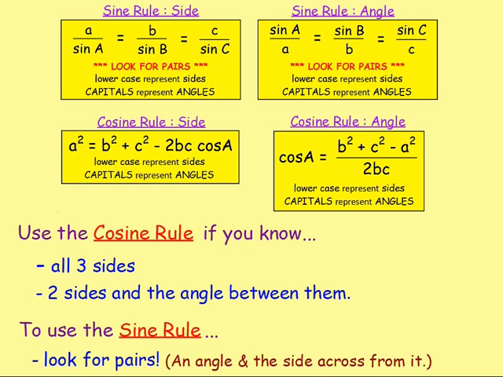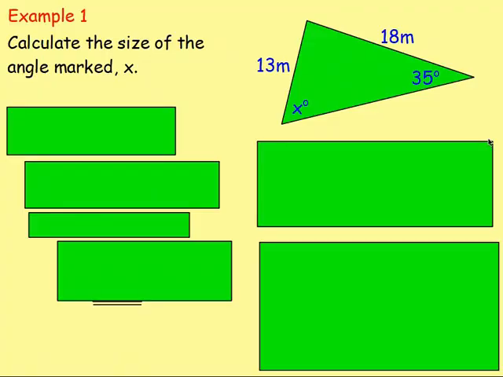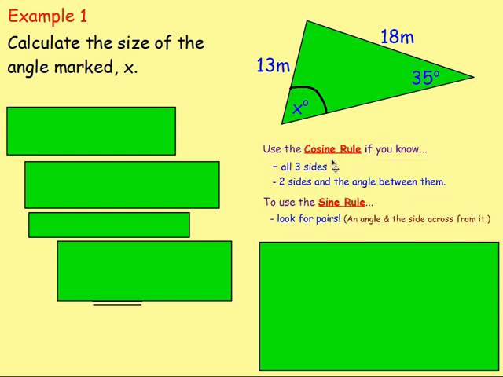Let's try a few exam-style questions then, working this out. Here we go. So example 1, calculate the size of the angle marked X. So here is angle X. And once again, you want to think, is it sine rule or is it cosine rule? And the way I always do it, as I said, is to think of the cosine rule first of all. So use the cosine rule if you know all 3 sides or 2 sides and the angle between them.